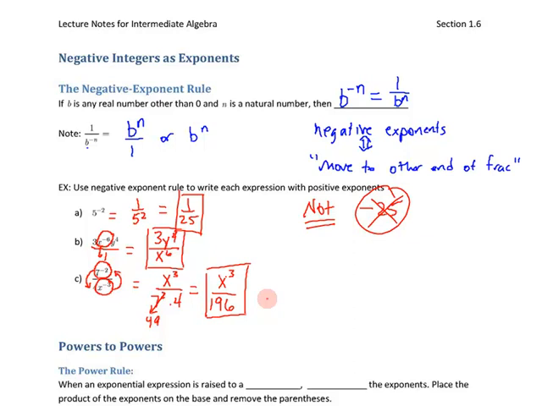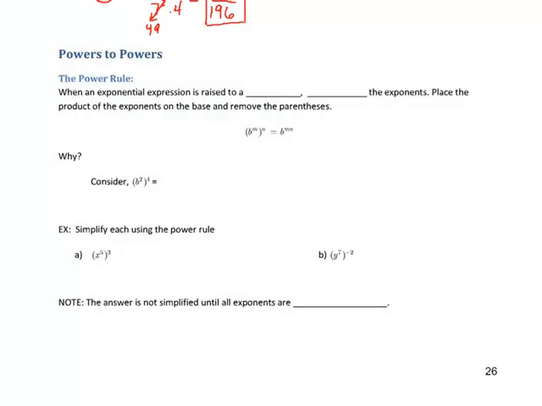Negative exponent rule. All right, stay with me here. We've done 4 rules, we've got 3 more. Power to powers. When an exponential expression is raised to a power, we multiply the exponents. And then you place the product of the exponents on the base and remove the parentheses.